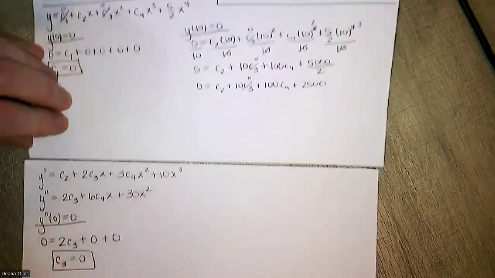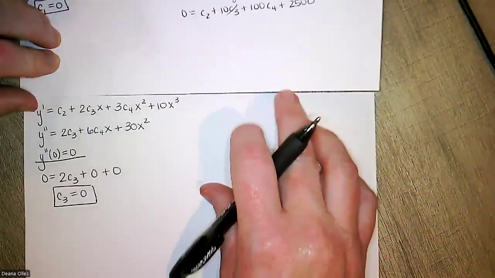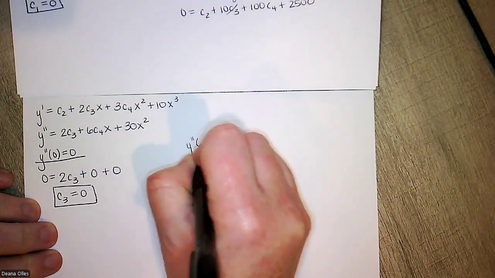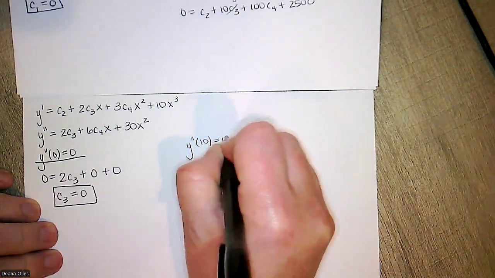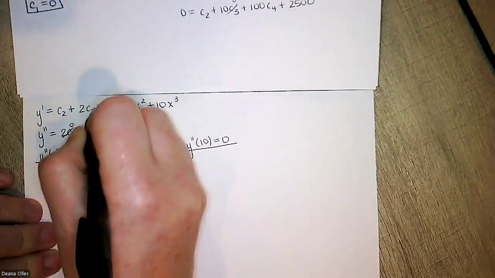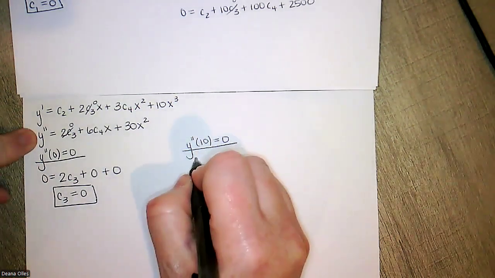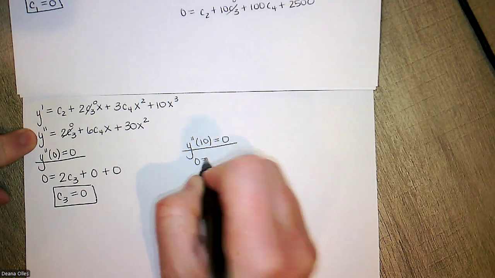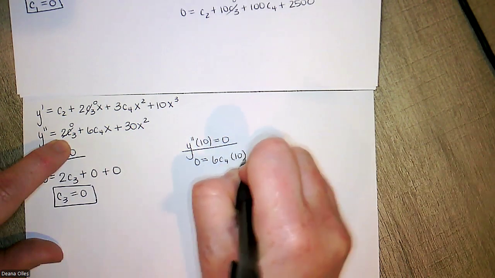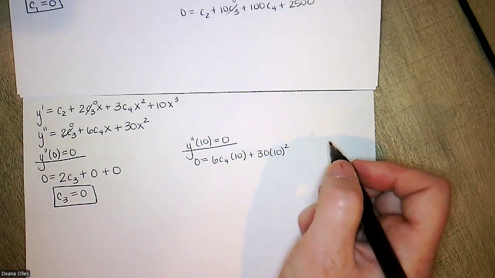Okay, so now I'm going to go ahead and use another condition, the y double prime of 10 equals 0. Again, let's go ahead and call that 0. So y double prime of 10 equals 0. So 0 equals, that's gone, 6c4 times 10 plus 30 times 10 squared.